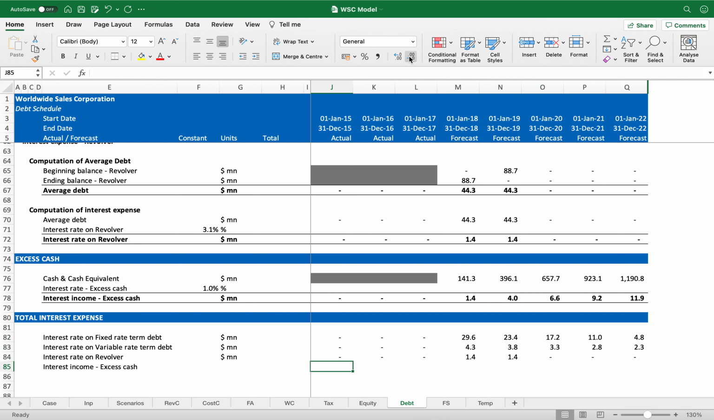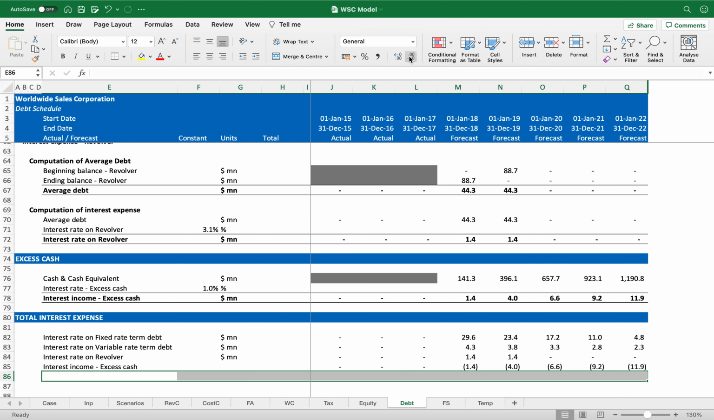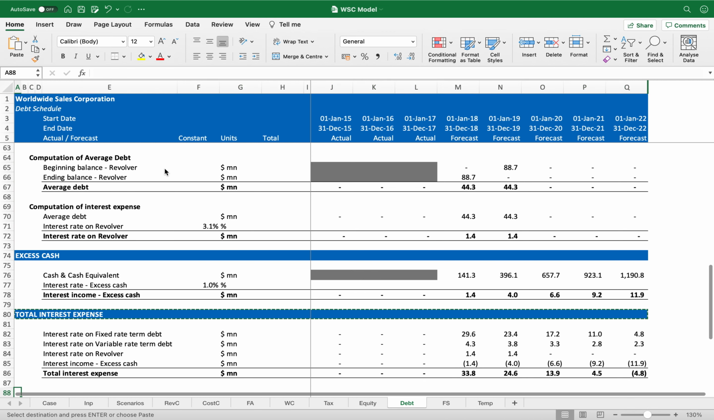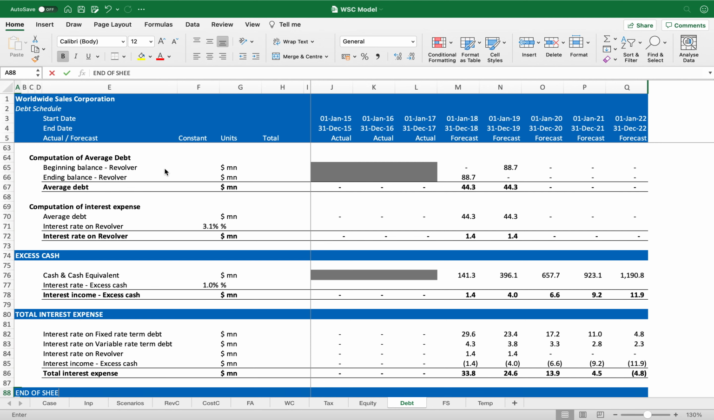Now what will you do of this interest income? I will take it as a negative number. Why? Because what am I computing? I am computing total interest expense. So whatever is the interest income, I will just net it off. Total interest expense in million, sum of everything, and there's your end of sheet.